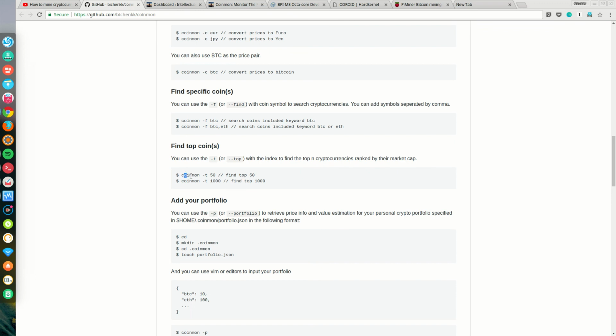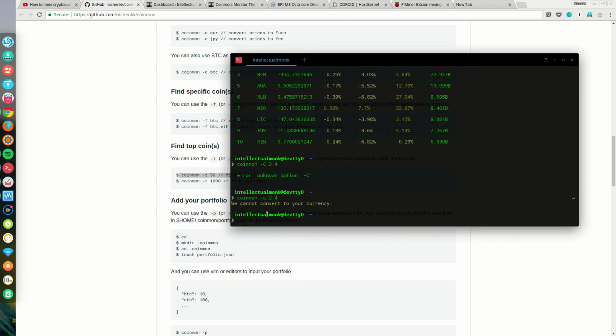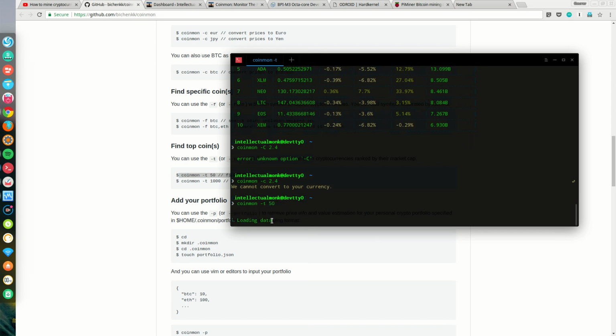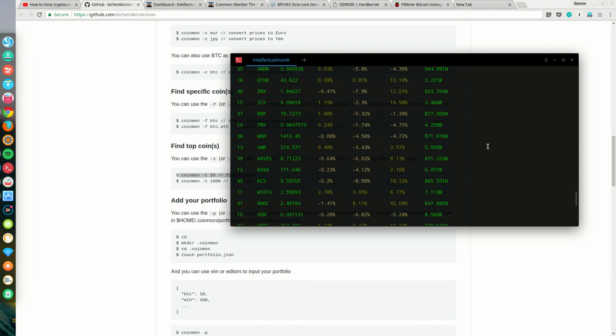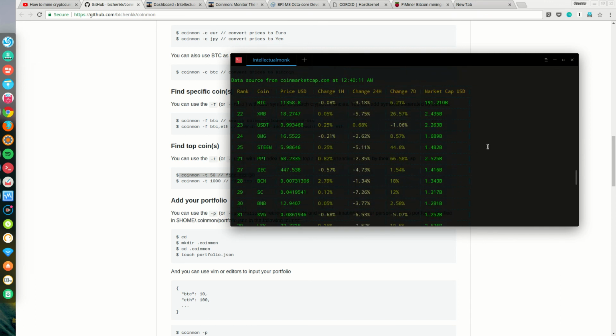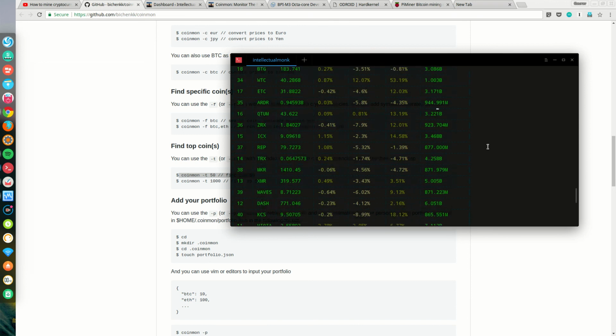Yeah, so if you want to check the top 50 cryptocurrencies, the command for it is Coinmon minus T50. So it will give you a list of top 50 cryptocurrencies.